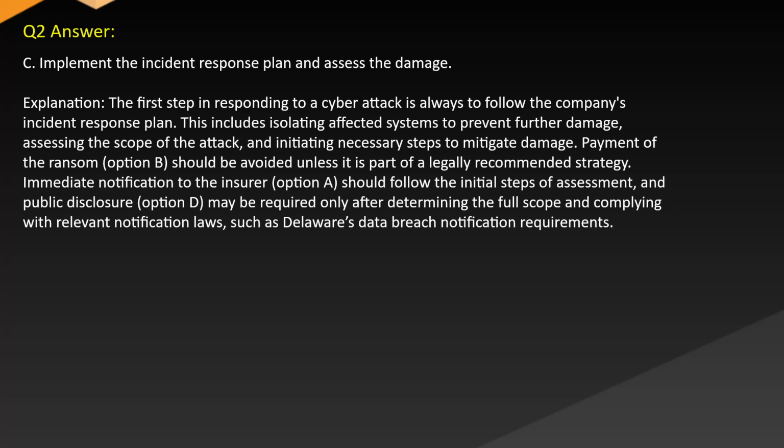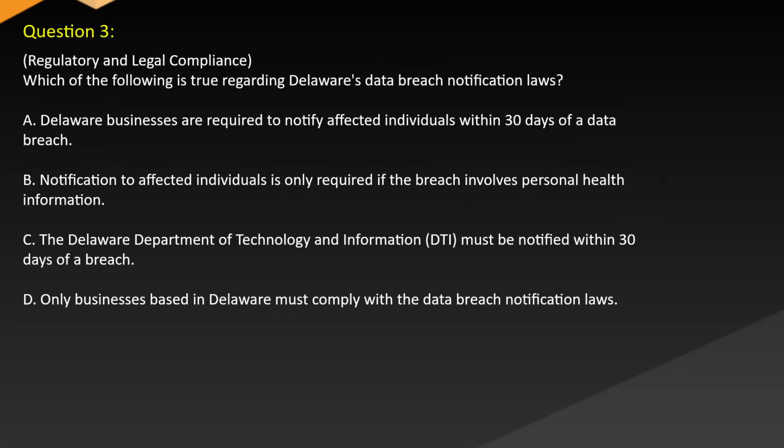Immediate notification to the insurer, option A, should follow the initial steps of assessment, and public disclosure, option D, may be required only after determining the full scope and complying with relevant notification laws, such as Delaware's data breach notification requirements. Question 3. Regulatory and legal compliance. Which of the following is true regarding Delaware's data breach notification laws?